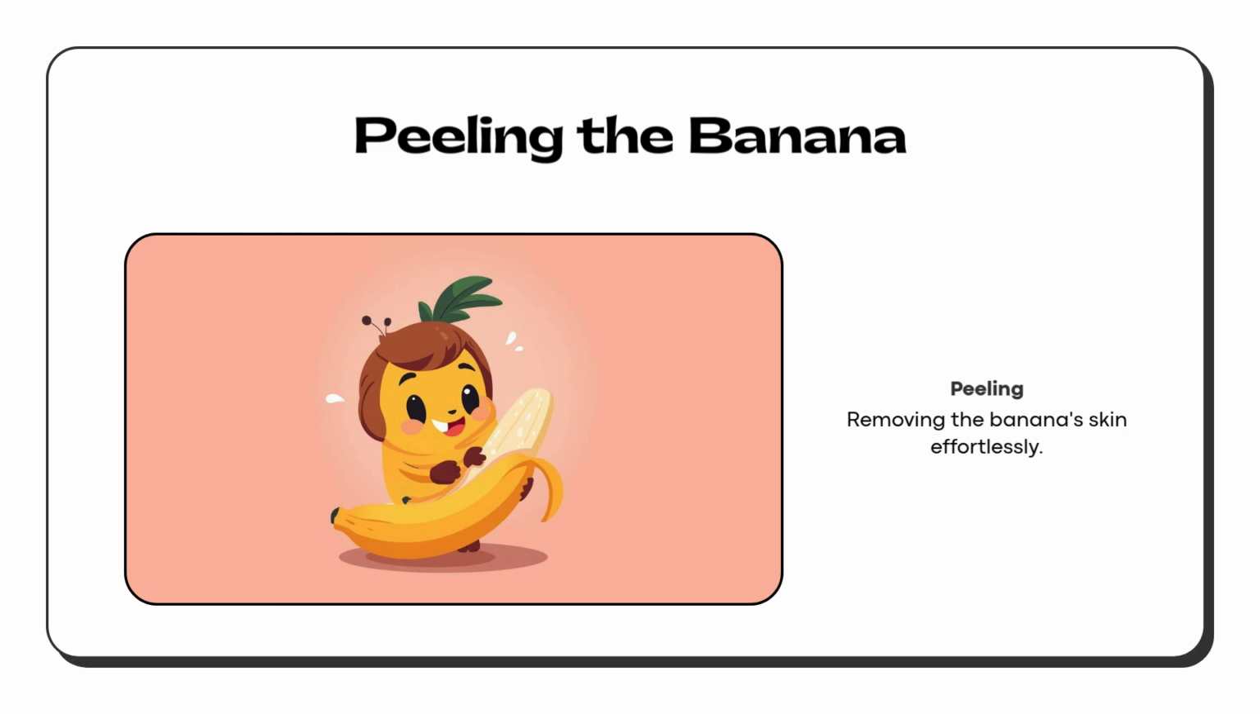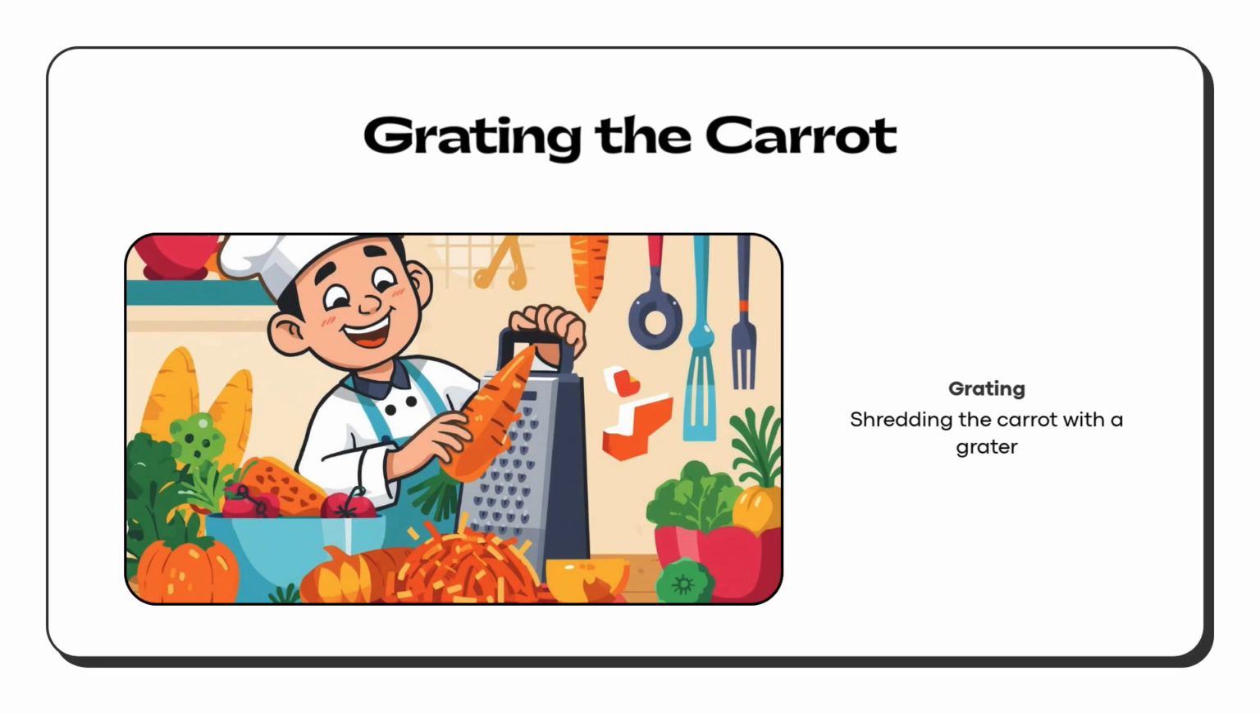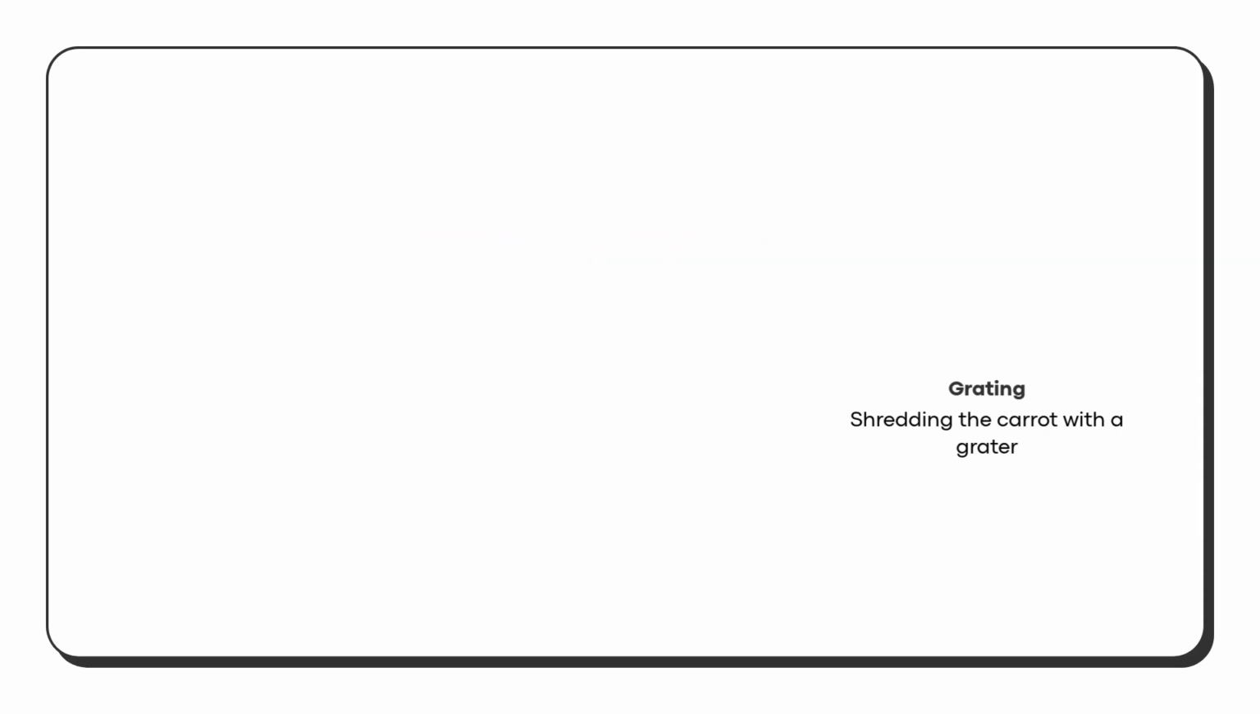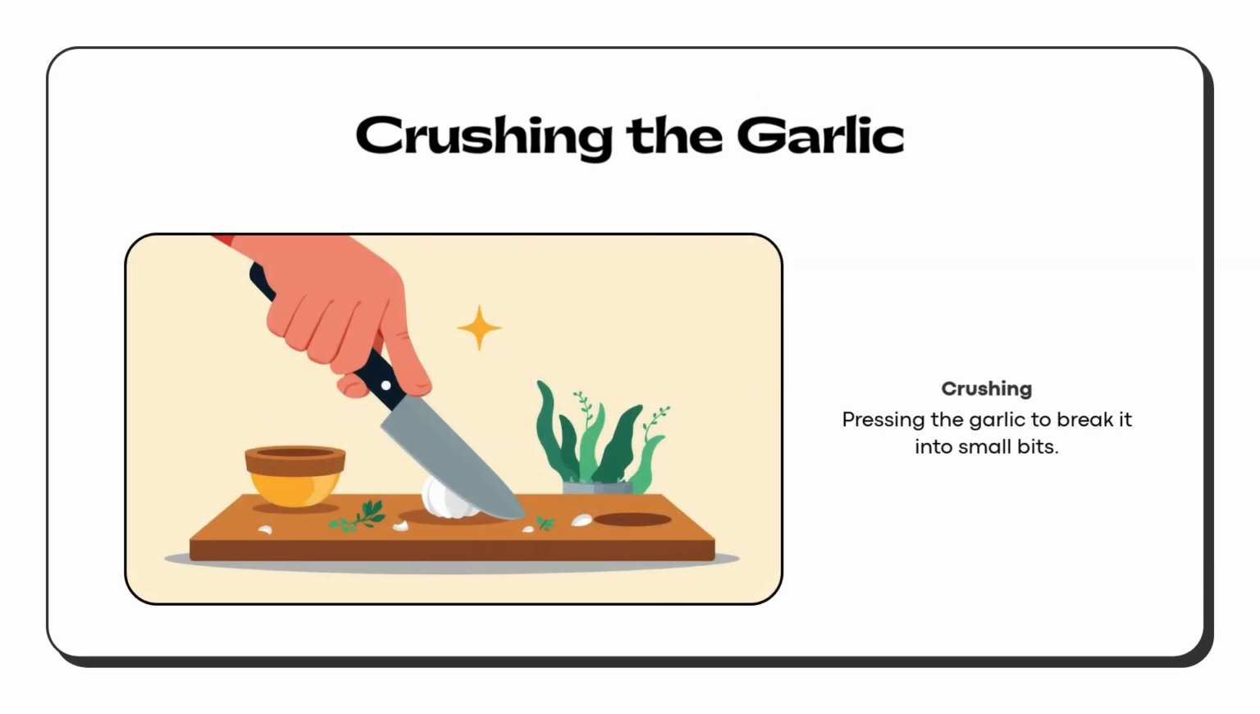This action is called peeling the banana. Peeling means removing the banana skin easily. This action is called grating the carrot. Grating means shredding the carrot using a grater. This action is called crushing the garlic. Crushing means pressing the garlic to break it into small bits.